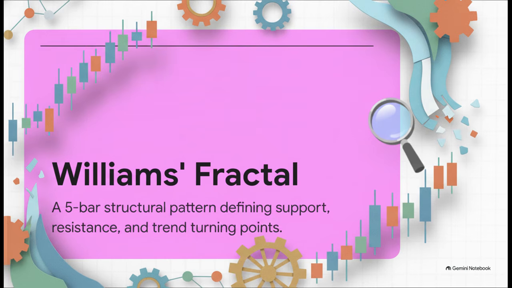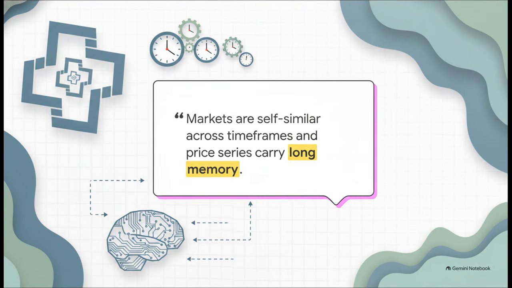Actually, scratch that. It's not just a pattern. It's a pure structural test for a local turning point in the market. And the deeper mathematical philosophy behind this simple 5-bar shape is really fascinating. Benoit Mandelbrot famously pointed out that markets are self-similar across timeframes. This scale invariance means that a 5-bar fractal on a 1-minute chart looks and behaves structurally exactly like a 5-bar fractal on a monthly chart.